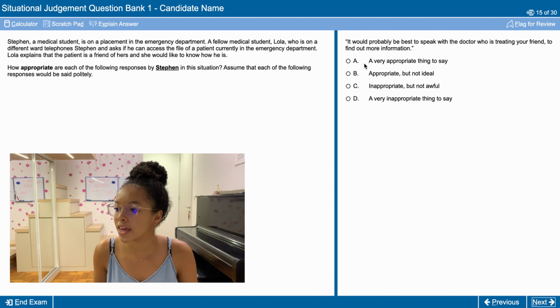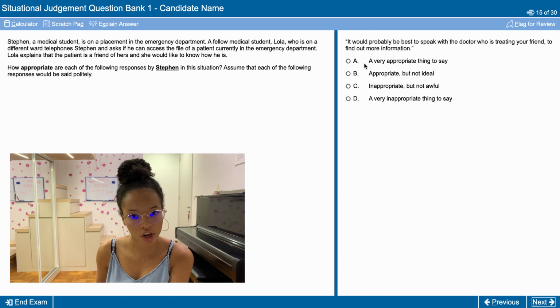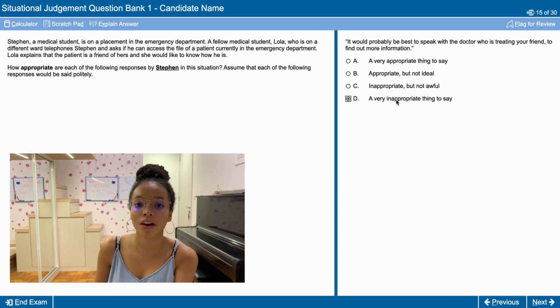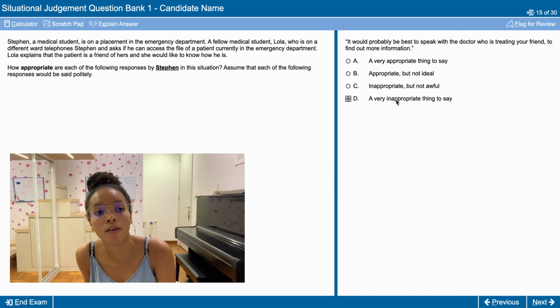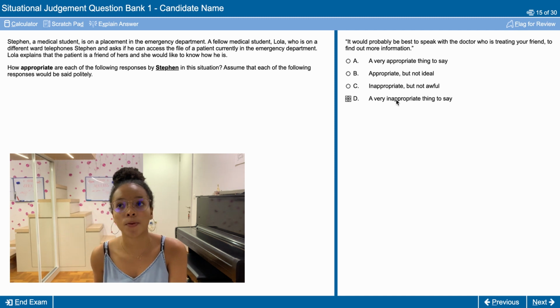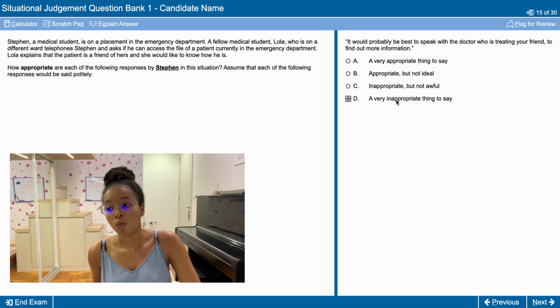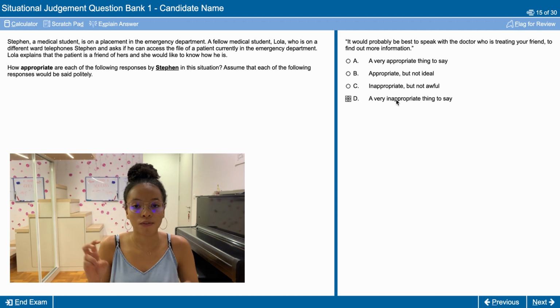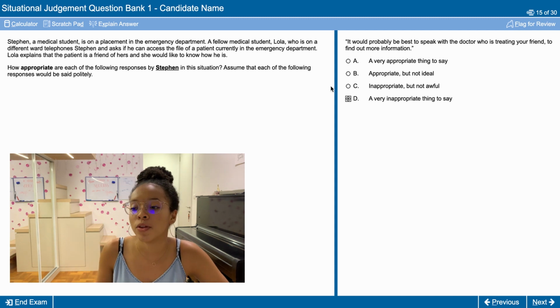The next thing would be, it would probably be best to speak with the doctor who is treating your friend to find out more information. Again, I think this would be a very inappropriate thing to say because he's avoiding the problem. He's not giving the data, but he's avoiding the problem and involving a third party, whereas he should be the one cutting the discussion short rather than making the doctor busy with unnecessary fluff and unprofessional requests. So I would put this as a D.